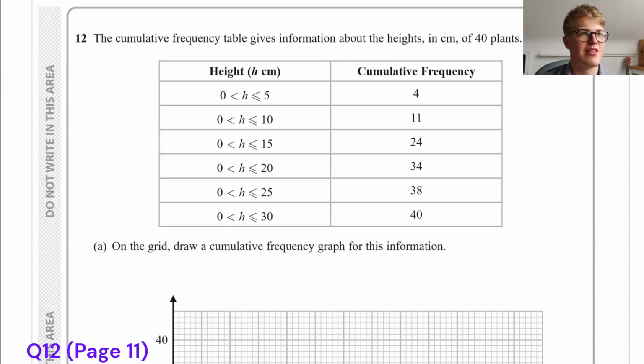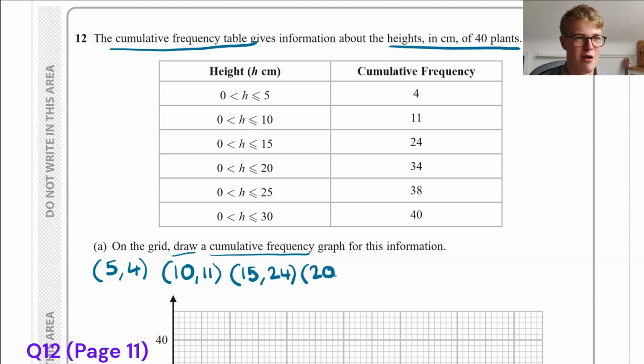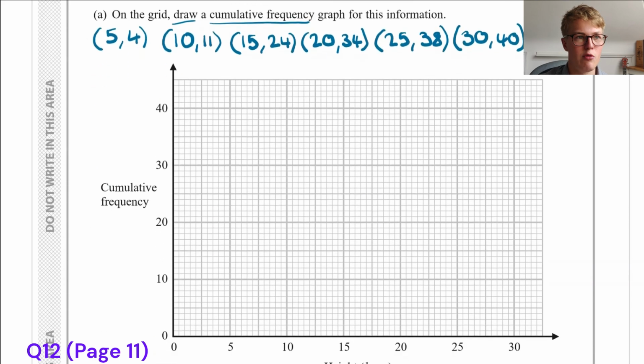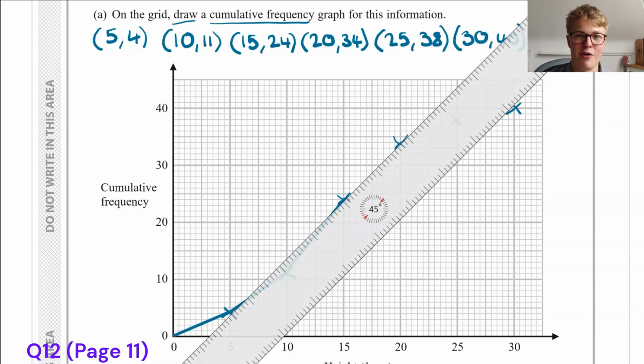The cumulative frequency table gives information about the height in centimetres of 40 plants. On the grid, draw a cumulative frequency graph for this information. So we need to plot all of our points, so we're going to have 5, 4, 10, 11, 15, 24, 20, 34, 25, 38 and 30, 40, because I've looked at all of the grouped frequencies within the left hand side of our table and looked at the largest number that it has. So then we plot all of these points and then we just draw straight lines between all of the points and we have our answer.